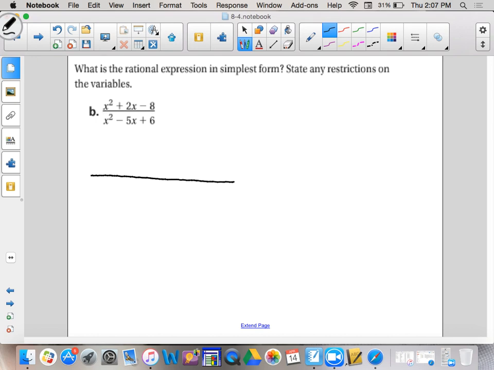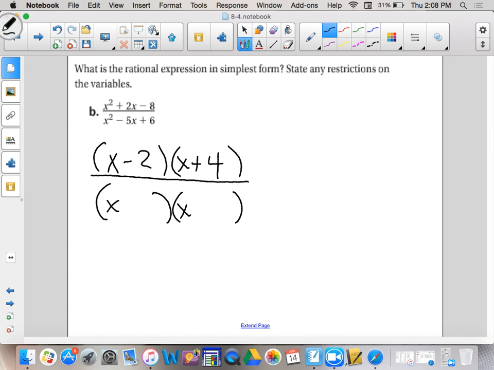So let's look at this one. Let's simplify this one. The top is x squared plus 2x minus 8. Two numbers that multiply to get negative 8 and add to get 2 are what? Negative 2 and positive 4. And then x squared minus 5x plus 6: two numbers that multiply to get 6 and add to get negative 5? Negative 3 and negative 2. Correct.